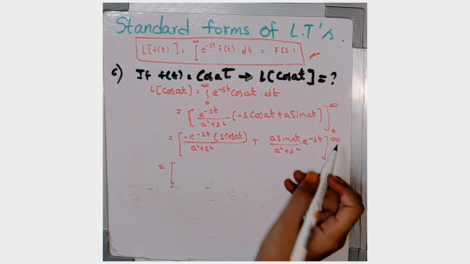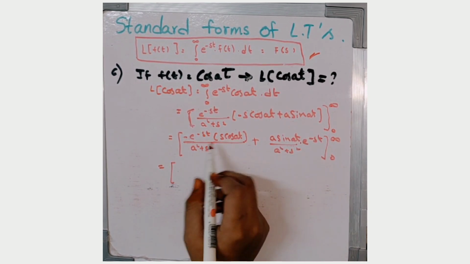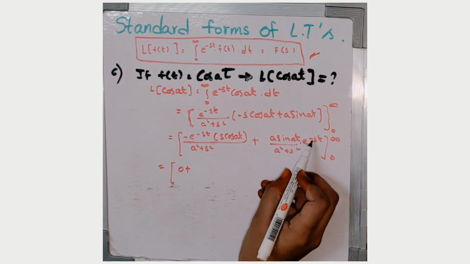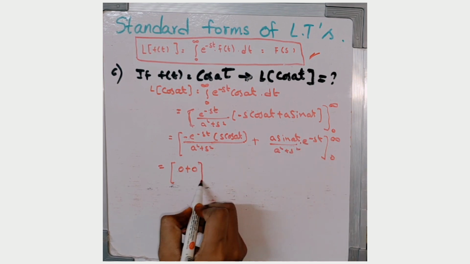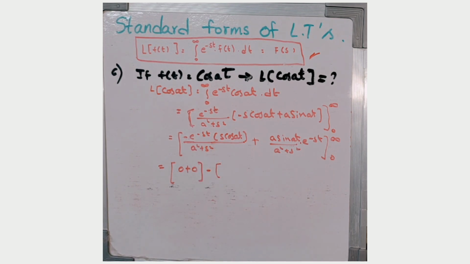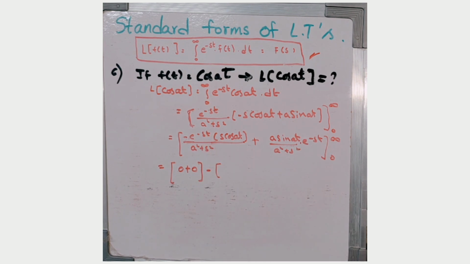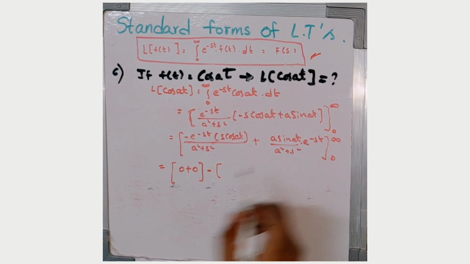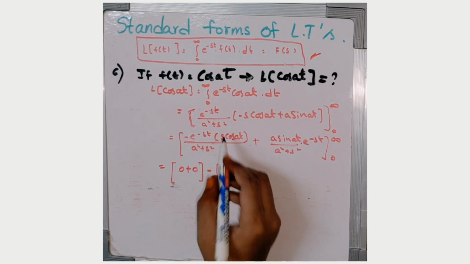First apply the upper limit. E power minus infinity is 0, so this whole thing will become 0, plus here also e power minus infinity, so this will also become 0. We have applied the upper limit. Now we have to subtract the lower limit, so apply the lower limit for this. E power 0 is 1. And we have to apply the lower limit for this also. E power 0 is 1.